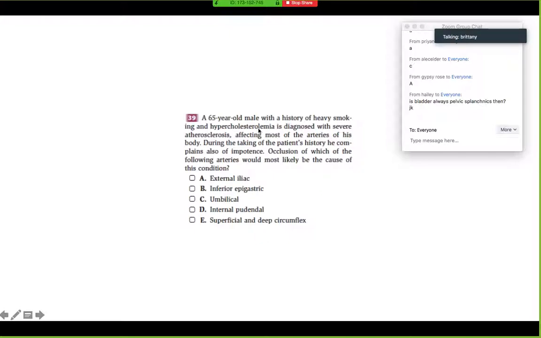Okay, a 65-year-old male with a history of heavy smoking and hypercholesterolemia is diagnosed with severe atherosclerosis affecting most of the arteries. During the taking of the patient's history, he complains of impotence. Occlusion of which of the following arteries would most likely be the cause of this condition? If you just think about the relative location of these, you could probably get it right.